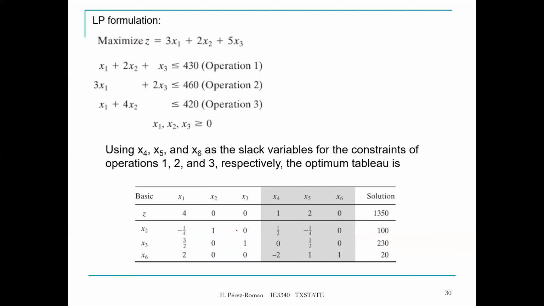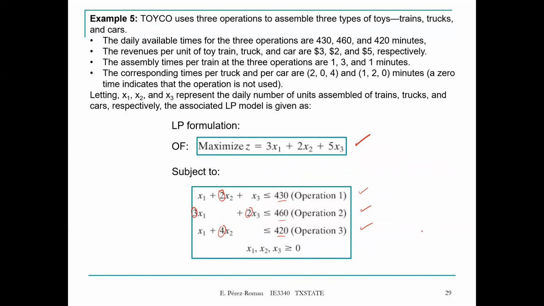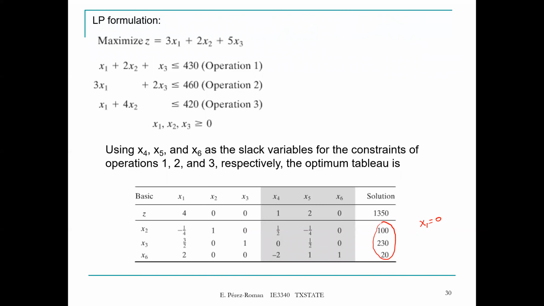So this is our formulation, and using x4, x5, and x6 as the slack variables for the constraints of operations 1, 2, and 3, the optimal tableau after applying the simplex method is shown here at the bottom of this slide. So we have three basic variables, x2, x3, and x6, and these are the values. So in this problem, x1 is equal to 0, so you are not producing trains. x1 is equal to 0 because it's not part of the basics.